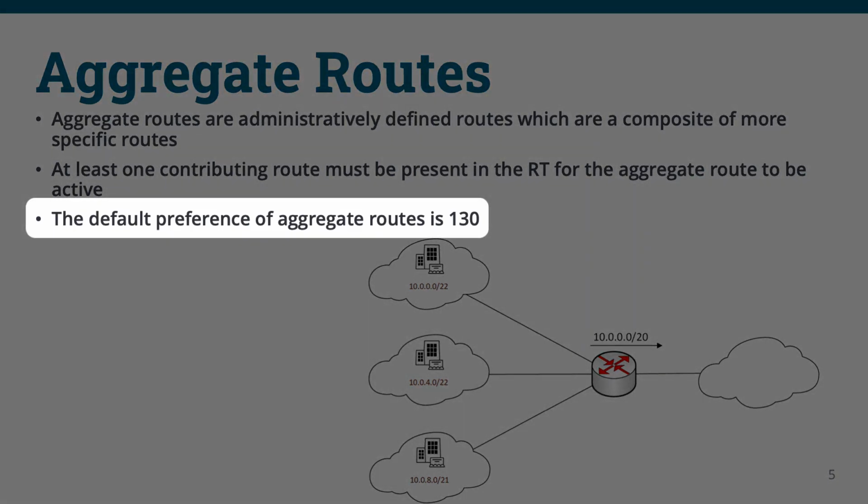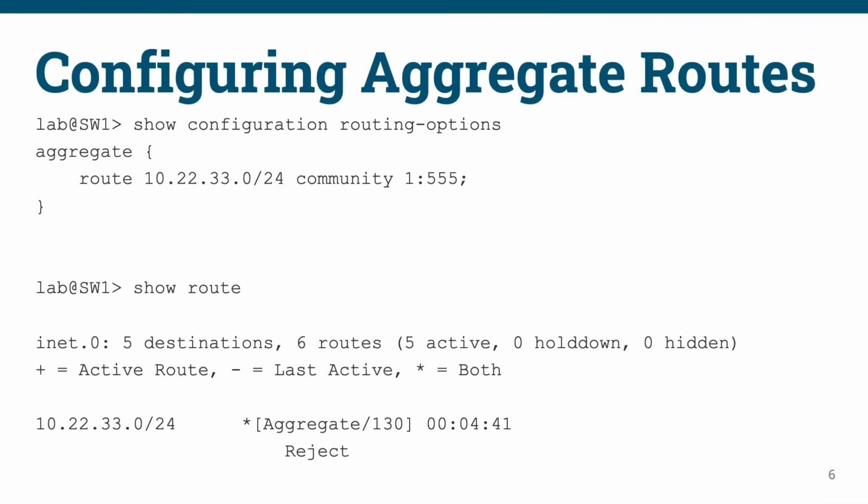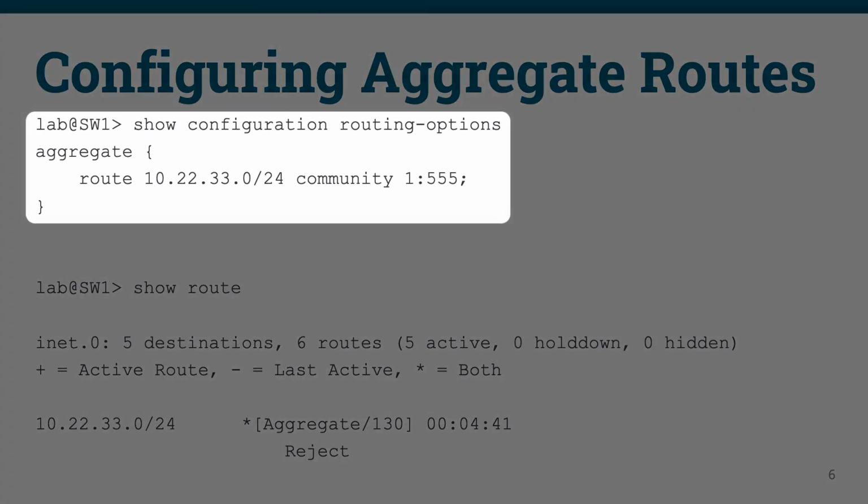It's important to note that the default preference value for aggregate routes is 130. As shown here, aggregate routes are configured under the edit routing-options aggregate configuration hierarchy. In this example, we've also set a community value with the route, which can then be used in routing policies for additional configuration logic.